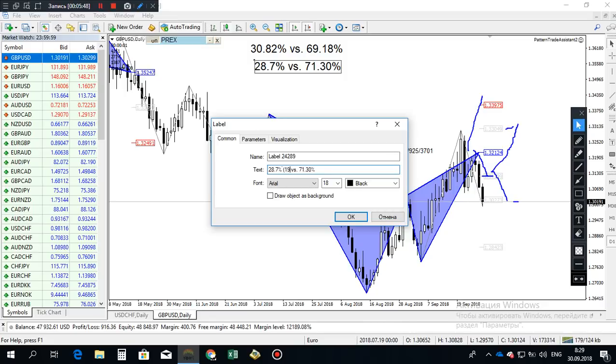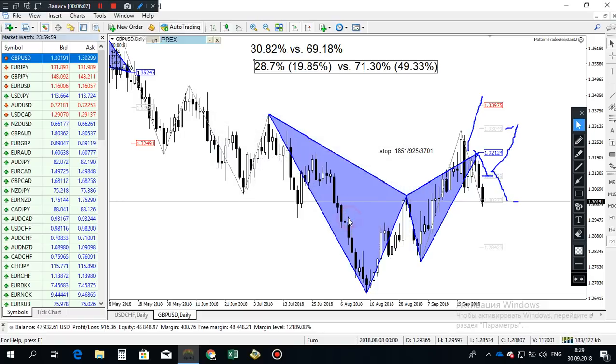It is 19.85% probability for the first scenario, and it is actually 49.33 for the second. Okay, so just in brackets.